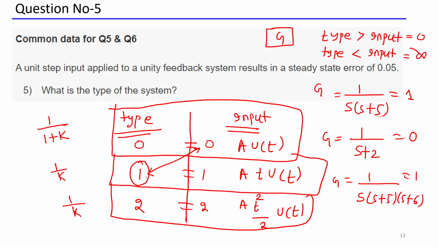Do you understand this point or not? You are not getting? Yes, sir, understood. Okay, so if type is greater than input, by looking at the question you can say the steady state error is 0, don't do anything.